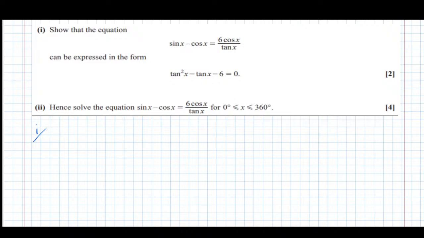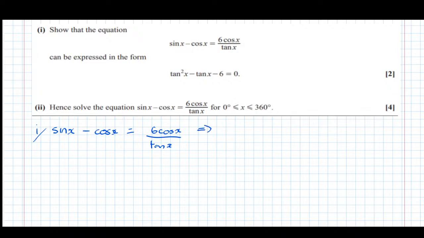So this first one, not sure how you've done it, but what I notice here, my train of thought, is that there's only tan squared x's and tan x's here. So I've got to do everything I can to get rid of the sin x's and the cos x's. I know I can turn this, get a step closer to it, I can turn this into a tan x by dividing by cos x. So in fact, if I divide all terms by cos x, so sin x minus cos x, just copying the question out, equals 6 cos x over tan x.